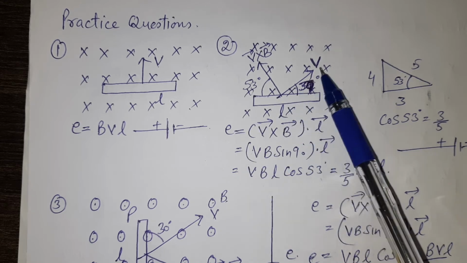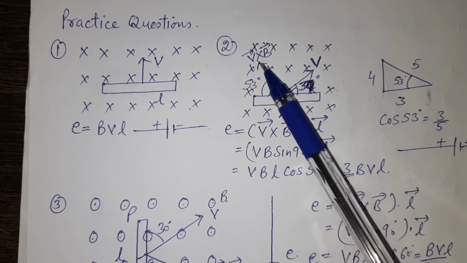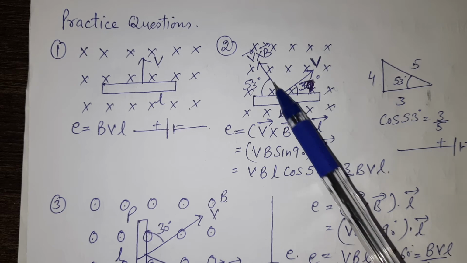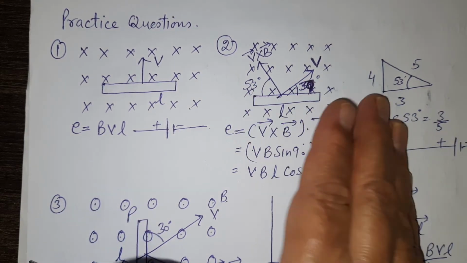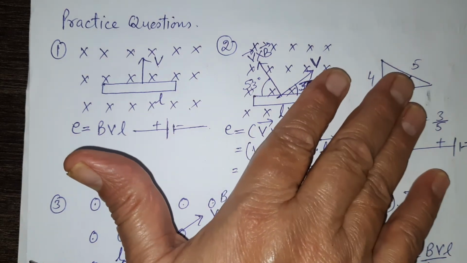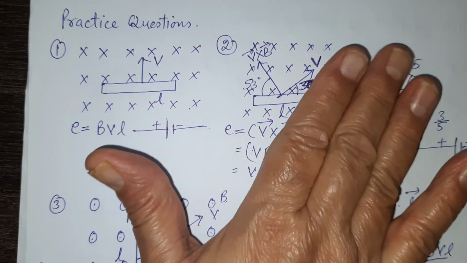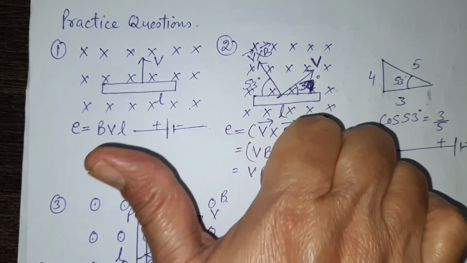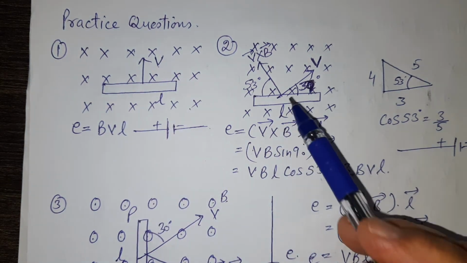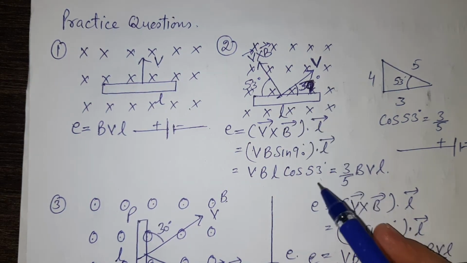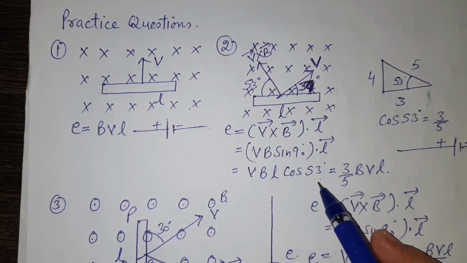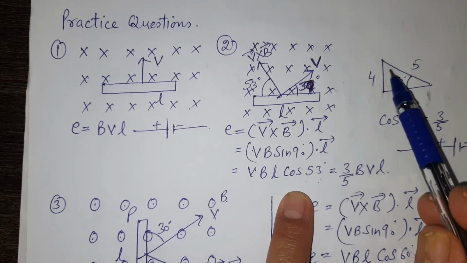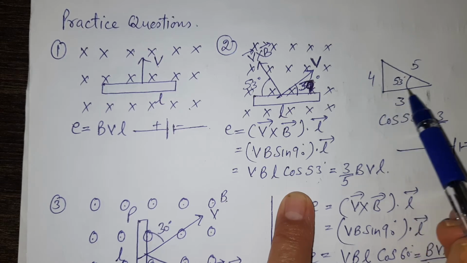So if V is this, B is this, V cross B will be this, because this is V, this is B. So V cross B will be like this from the screw rule. So V cross B is sin 90, and this is cos 53. Now cos 53 we can find by this triangle.